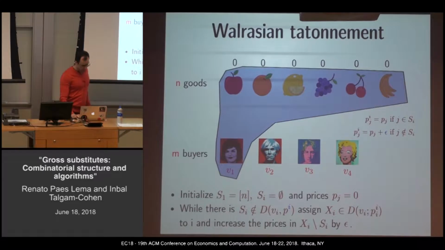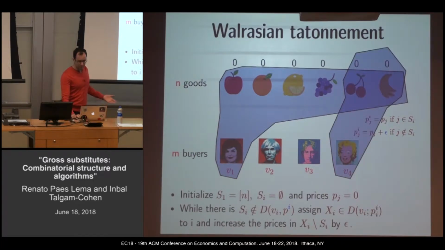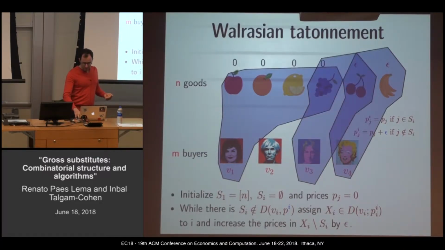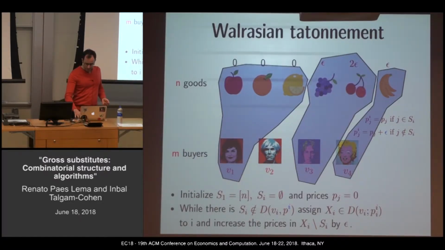So you ask V1. V1 is definitely happy because she's getting everything and paying nothing. But maybe now V4 is unhappy. She'll say, okay, for those prices, I like the cherry and the banana because it's 0. So okay, first I increase the price to epsilon, and I'll give her and remove items from V1. Now maybe V3 said, okay, for those prices, I'll prefer to get the grapes and the cherry. I'll increase those prices, and I'll give that to him.